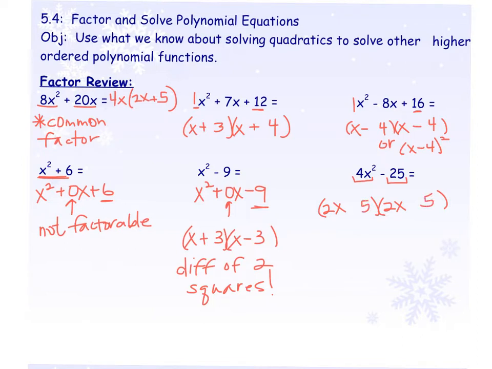And remember, to get minus 25, one of the 5's needs to be positive and one needs to be negative. And since that middle term is missing, as long as we have one of each sign, they would add together to get 0 if we multiplied. So that again is your difference of 2 perfect squares.